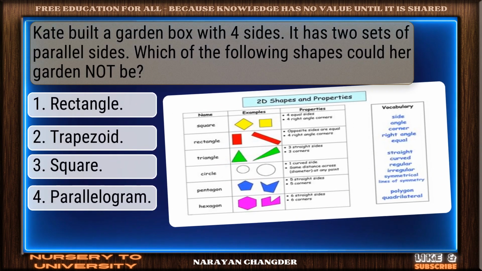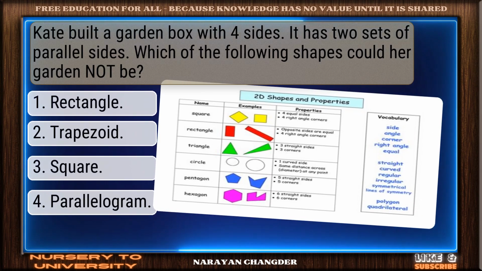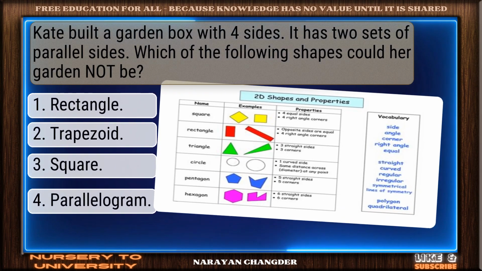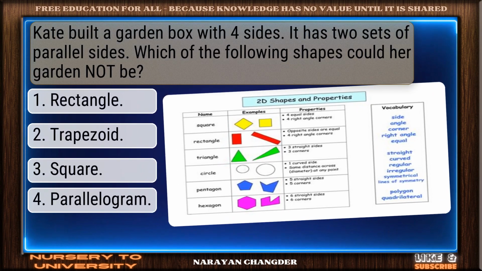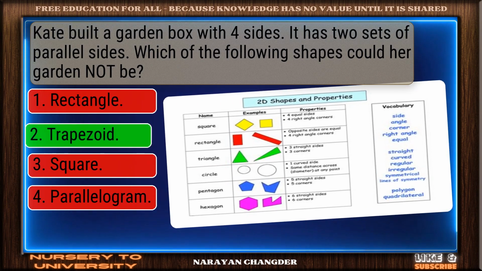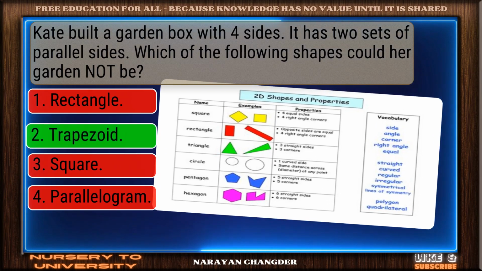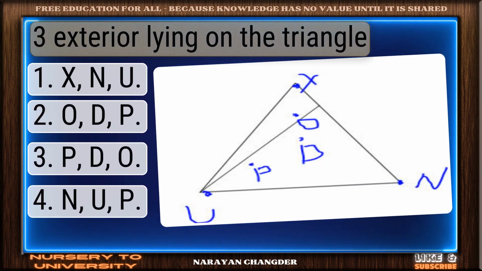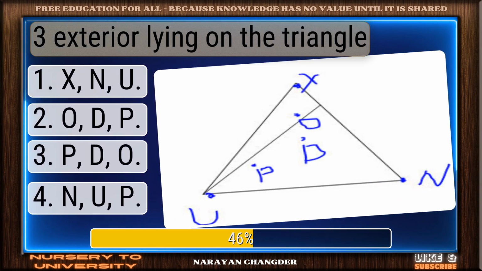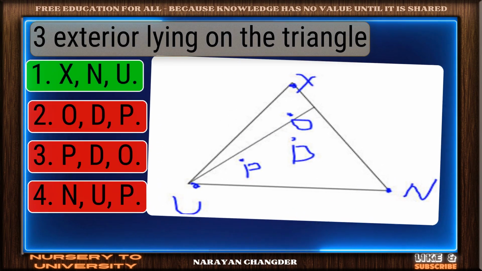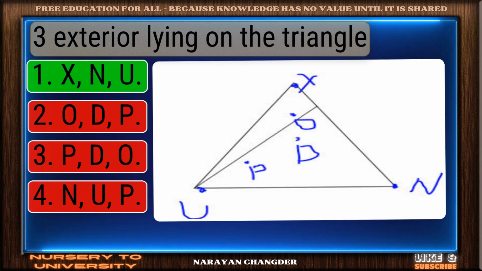Kate built a garden box with 4 sides. It has 2 sets of parallel sides. Which of the following shapes could her garden not be? Correct response. Trapezoid is the most accurate answer. 3 exterior points lying on the triangle. Good job. Your answer XNU works well here.